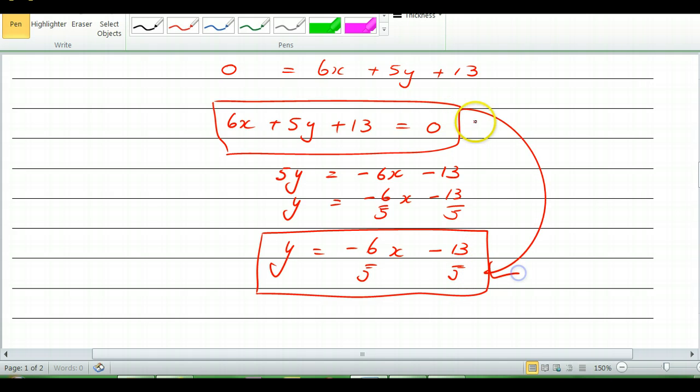Both of these two forms here are equations of the straight line. This is the slope-intercept form, and this is the form where we write the equation in terms of say ax plus by plus c equals 0. The two forms are just different representations of the same information. This form here I tend to think is more useful because it has more link to the fact that you've got the equation of a straight line which has a slope here of negative 6 on 5 and a y-intercept of negative 13 on 5.